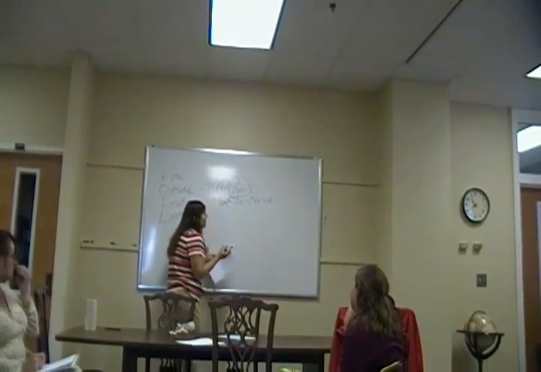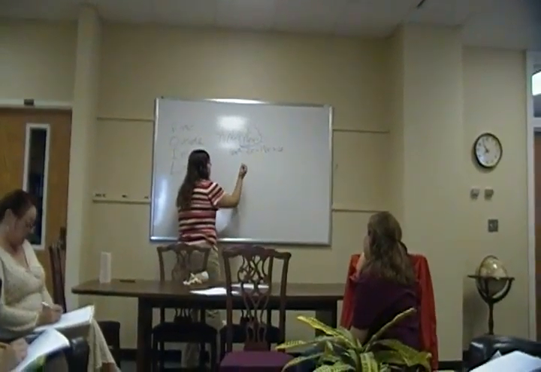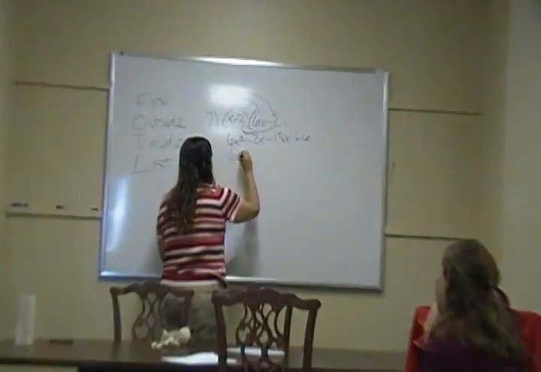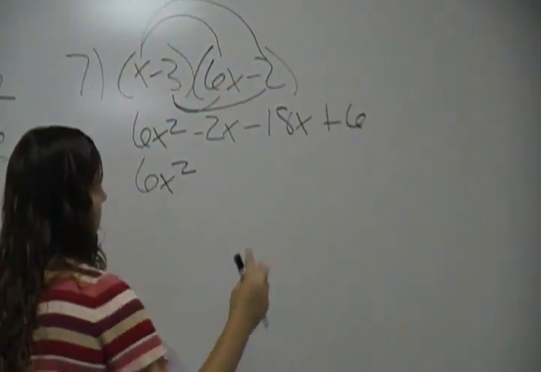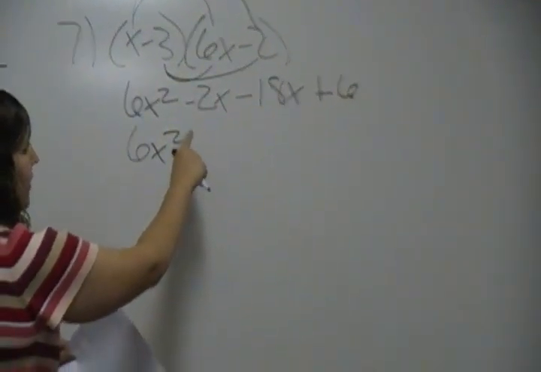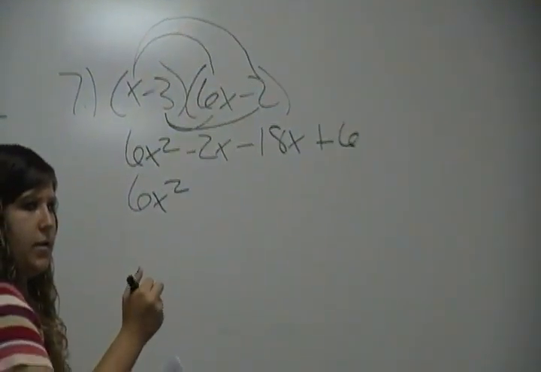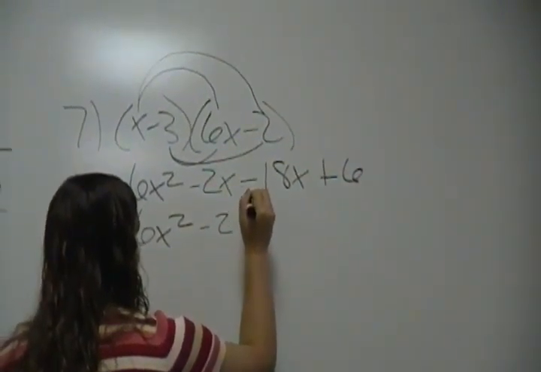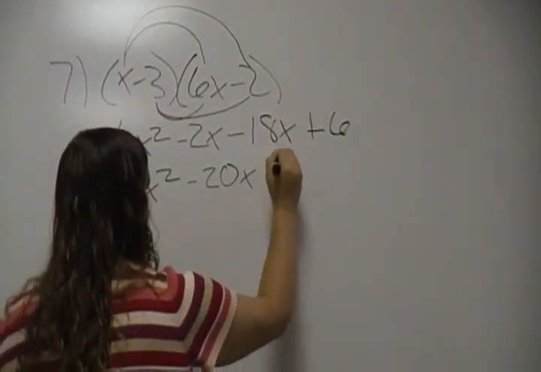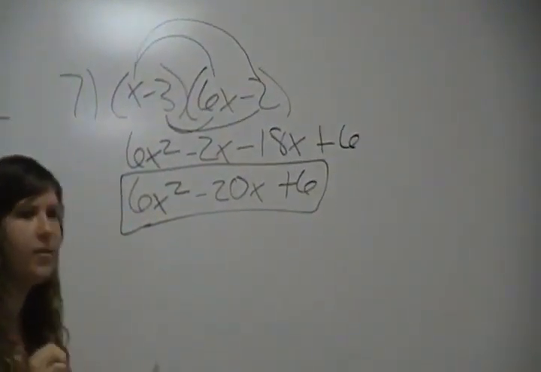Okay. Again, this is correct. However, we want a more simplified version. So we're going to bring down our 6x squared. We have two terms that have the same variable. So, and they're both negative. So when you say a negative number minus a negative number, you what? Negative. Right, you add them. It becomes negative 20x, and then just keep our 6. And that is the answer that I'll be looking for.